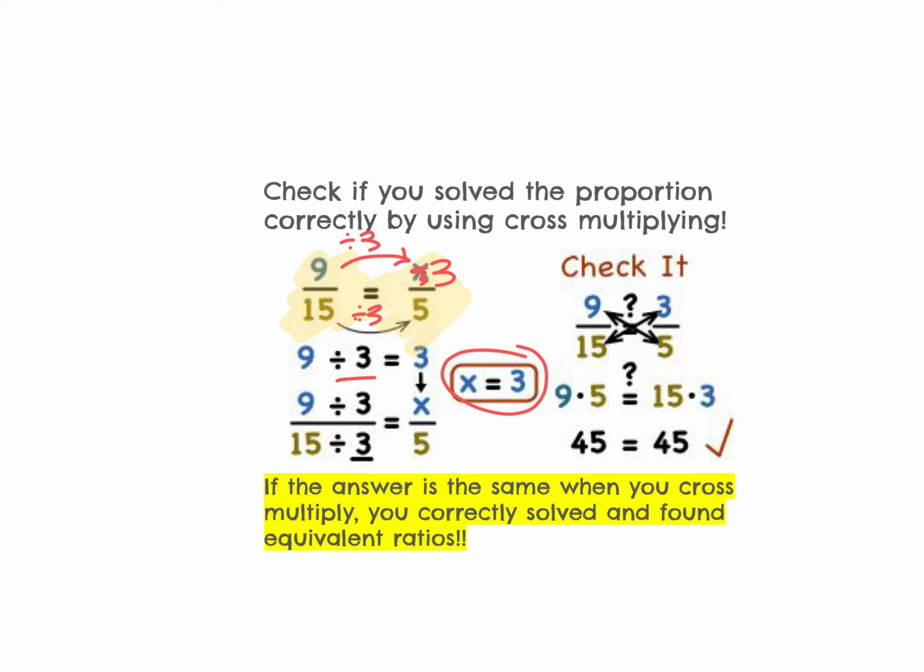Now if I rewrite that, I have 9 over 15, I'm just looking over here where it says check it, equals 3 over 5, because that 3 is what we just solved for. If we do cross multiplying, which is the butterfly method where we just circle these, I'm going to multiply those together. 9 times 5 gives me 45. And then 15 times 3 gives me 45. If those numbers are the same, that means you solved it correctly, and those are equivalent ratios.